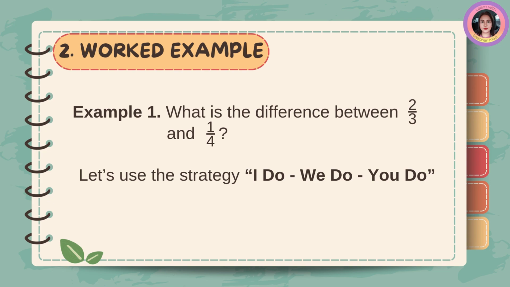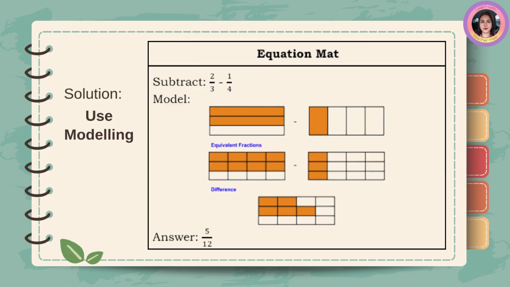Let's use the strategy I do, we do, and you do. Subtract 2/3 minus 1/4. Solution, use modeling. The equivalent fraction of 2/3 is 8/12, and the equivalent fraction of 1/4 is 3/12. 8/12 minus 3/12 is equal to 5/12. The answer is 5/12.